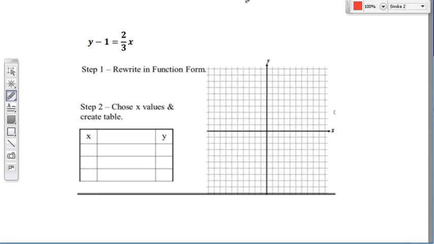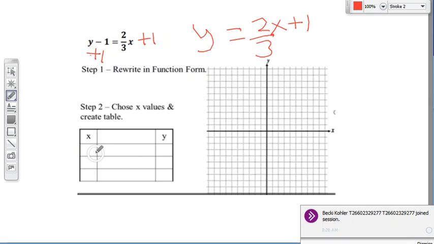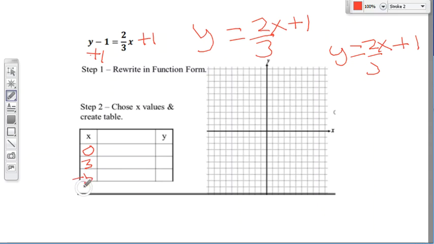Okay, the next one, y minus 1 equals 2/3 x. So to solve for the y, we would add 1 to both sides. And now we're just going to pick some values of x to plug in. I'm going to go ahead and pick 0. This one needs a little bit more space, so I'm going to do it over here. Y equals 2/3 x plus 1. So I'm going to pick 0, I'm going to pick 3, and I'm going to pick -3 so that I don't end up with any fractions.